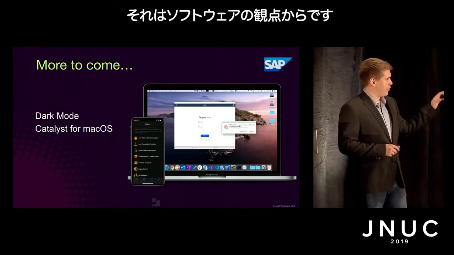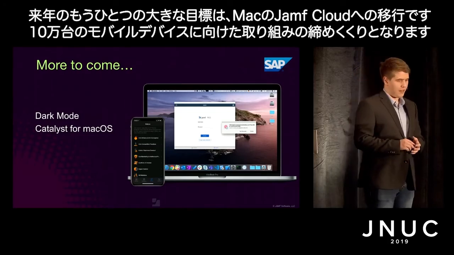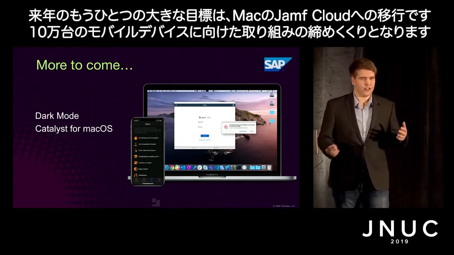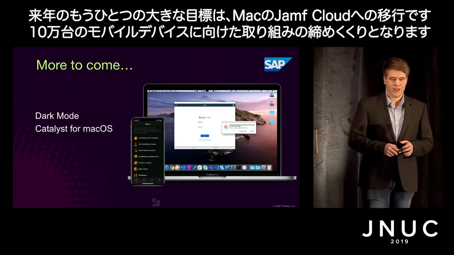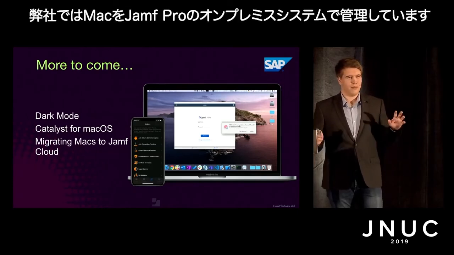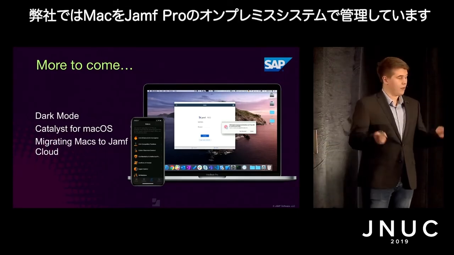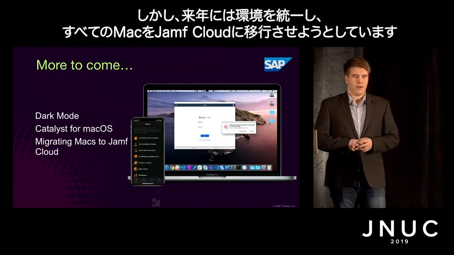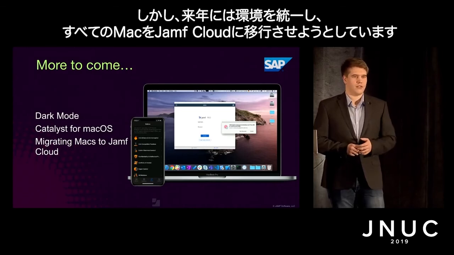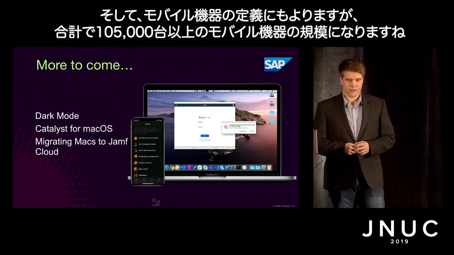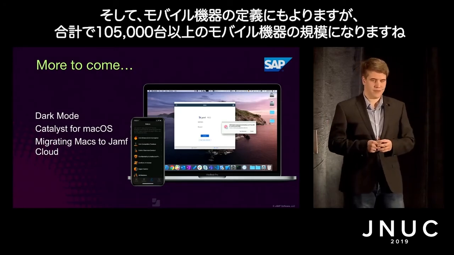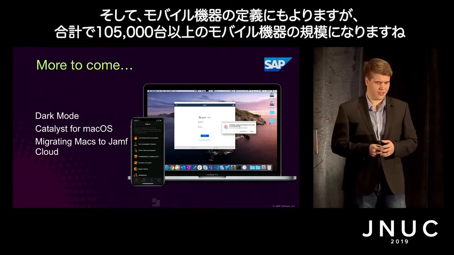So that's from the software perspective. Another big thing that comes up next year, and that really concludes this journey to 100,000 mobile devices, is our movement from Macs to the Jamf cloud. We manage our Macs on an on-premise system of Jamf Pro, but in the next year, we are trying to unify our landscape and move all these Macs to the Jamf cloud as well. That makes a total of over 105,000 mobile devices, depending on how you define mobile devices, I guess.